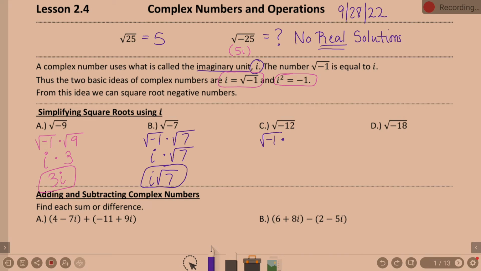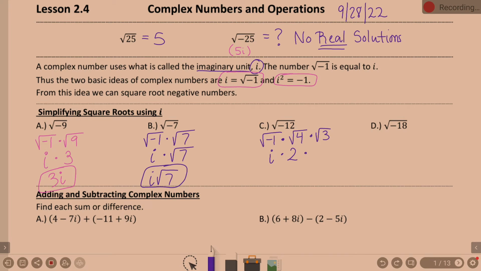But I like 4 times 3 because I can take the square root of 4. So numbers that aren't perfect squares, I'm not saying this is going to happen a ton today, but it does happen some. Look for perfect squares within it that we can simplify. Okay? What is the square root of negative 1? I. Good. What is the square root of 4? 2.